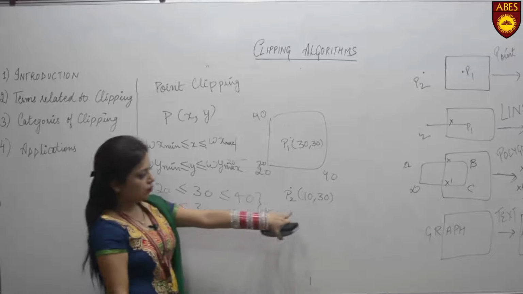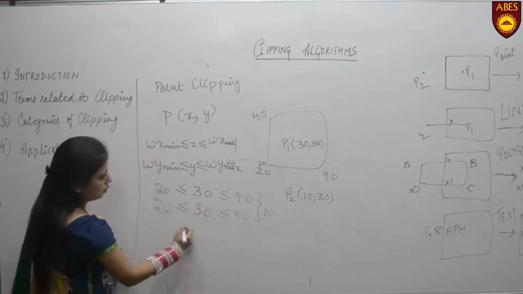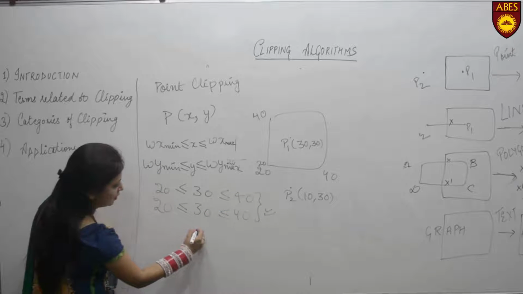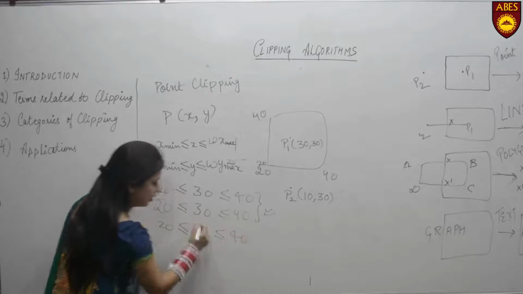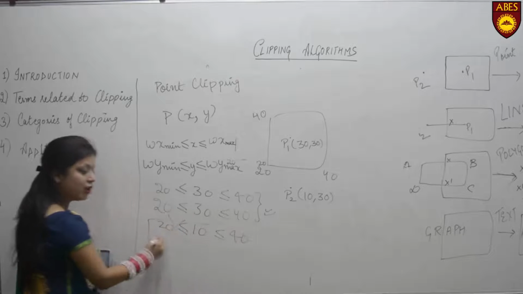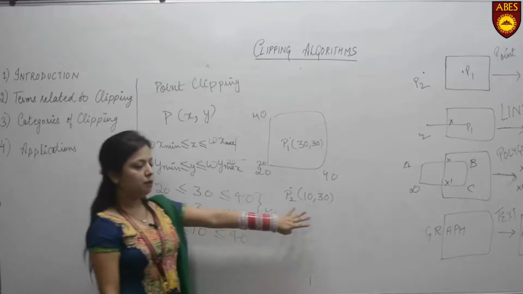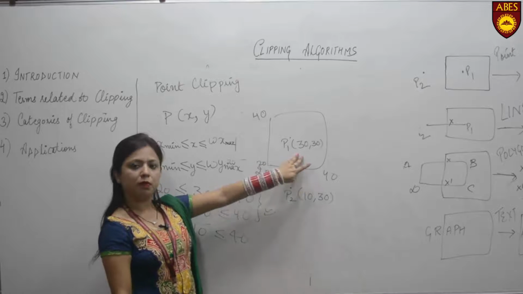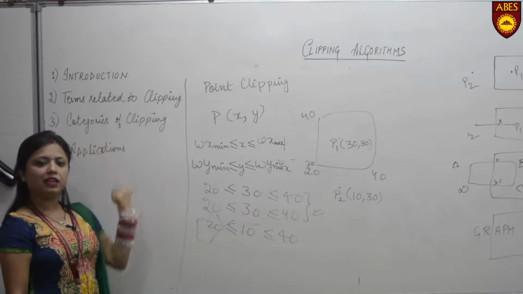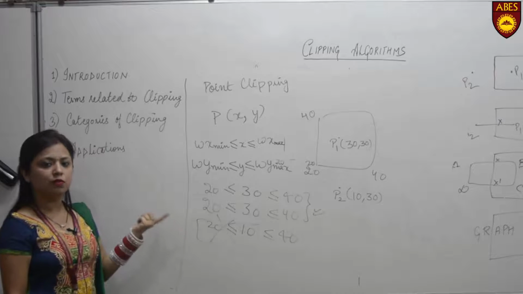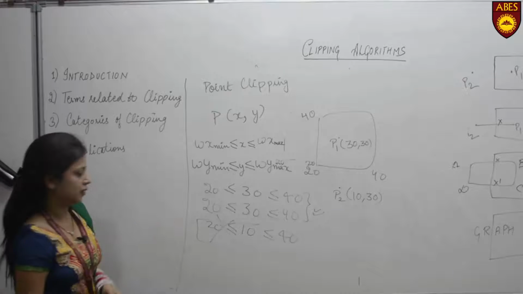Now let's check for the point P2. For the point P2, the value of X is 10. When you check this particular condition, this single inequality is not satisfied. That's why the point P2 will be clipped out and P1 would be retained. This is the basic concept of point clipping. If we get an idea of point clipping, then only we can proceed to line clipping and polygon clipping.